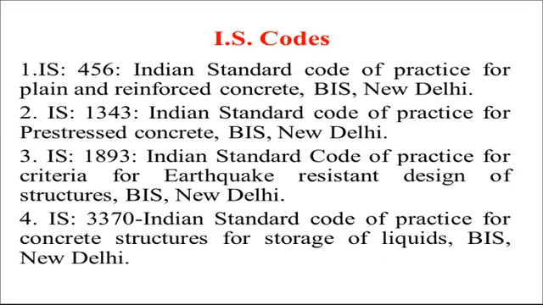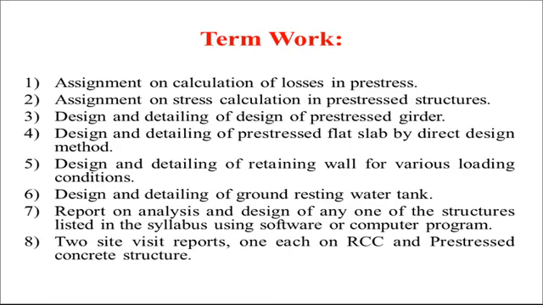Now some IS codes are required for the design of all these prestressed concrete as well as reinforced concrete structures. The first, which you already referred to in SD2, is IS 456. Second, IS 1343, which is related to prestressed concrete. IS 1893, which is related to earthquake resistant structures, where we have used the seismic coefficient method, and IS 3370, which is related to liquid retaining structures, that is the water tank. These are the IS codes required for the design and analysis part.